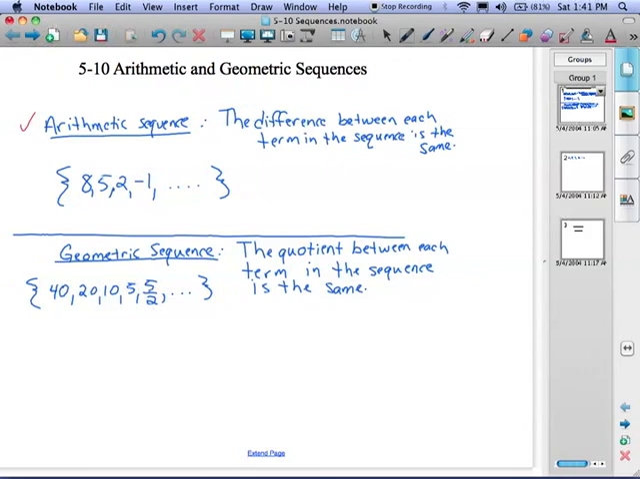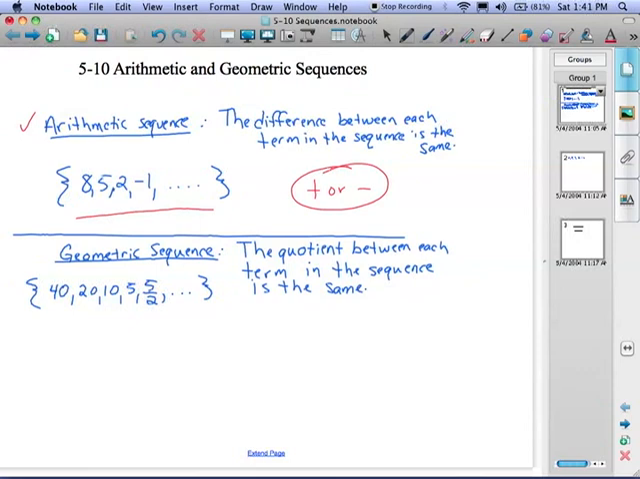And you can look at the list of numbers, 8, 5, 2, -1, and so forth. And you should notice a pattern between each one of these numbers in the sequence. We're going to do some math to get from one number to the next number in the list. In an arithmetic sequence, the difference between each term in the sequence is the same. And the difference is addition or subtraction. It has to be the same.